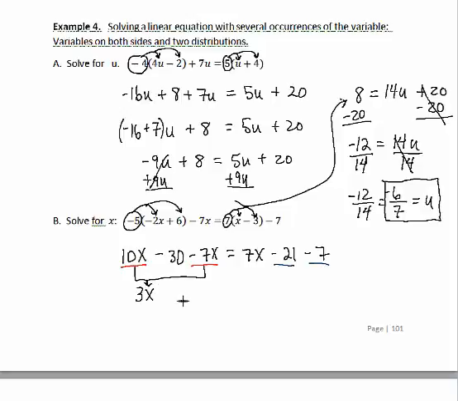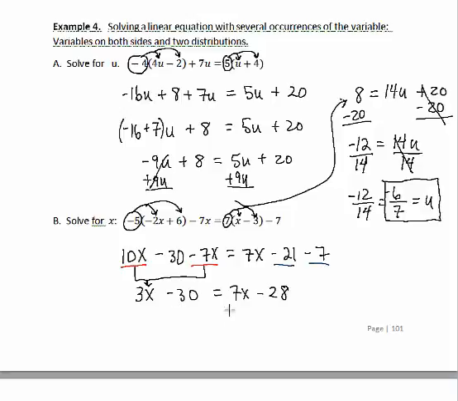And then we just bring down the negative 30 to the side of it. On the right, there were no other x terms, so we just bring down the 7x. And then 21 and 7 are on the same side, so we use their signs. They're both negative, so that would give us a negative 28.